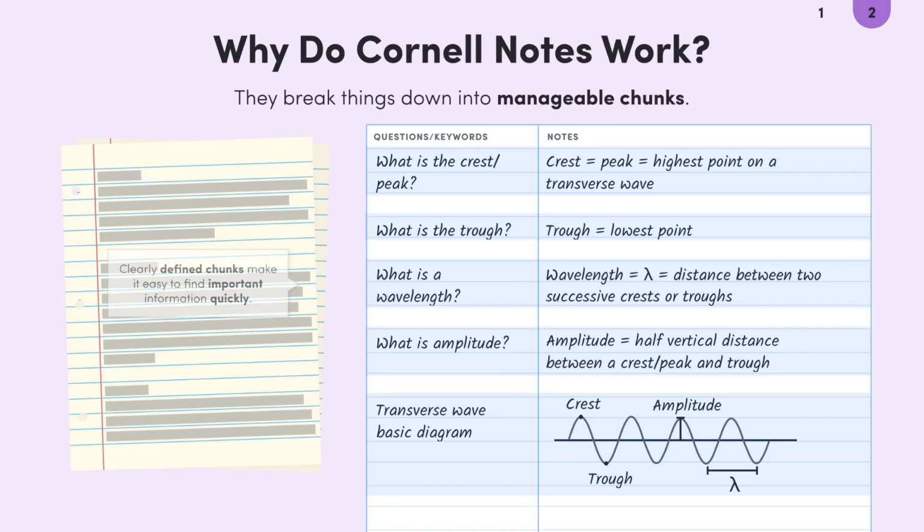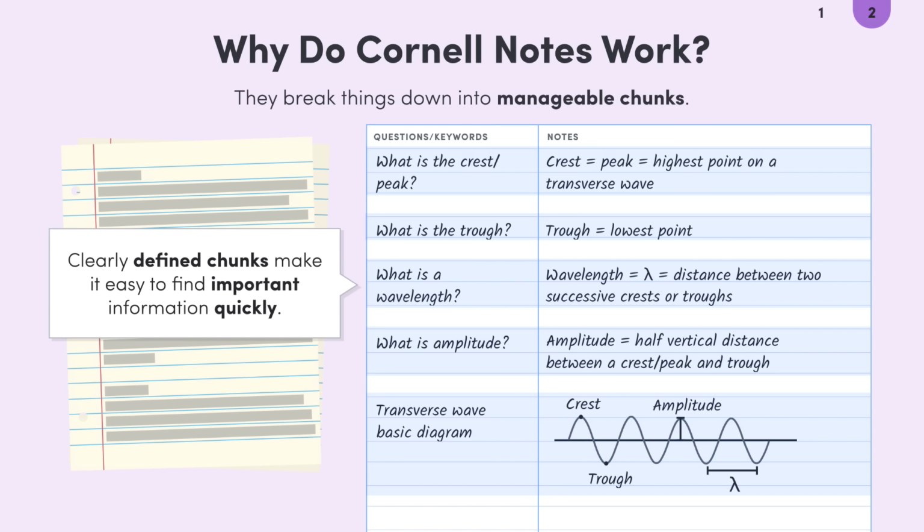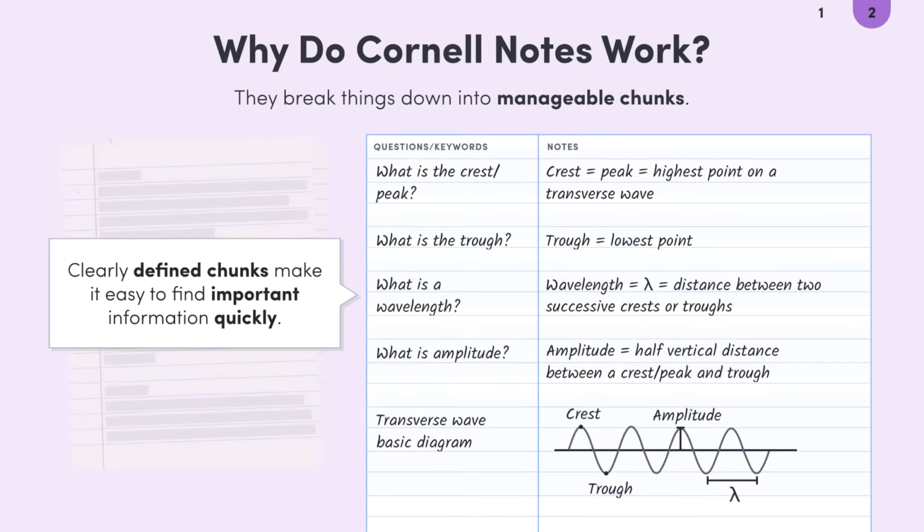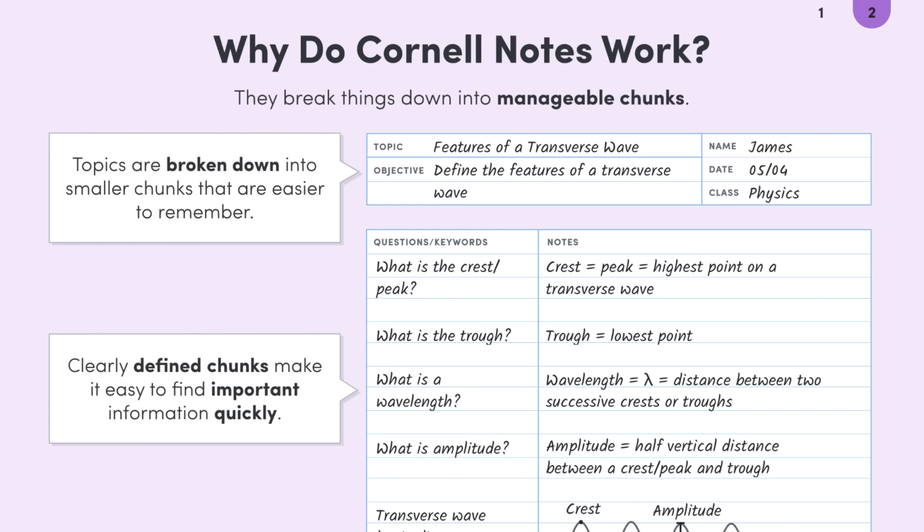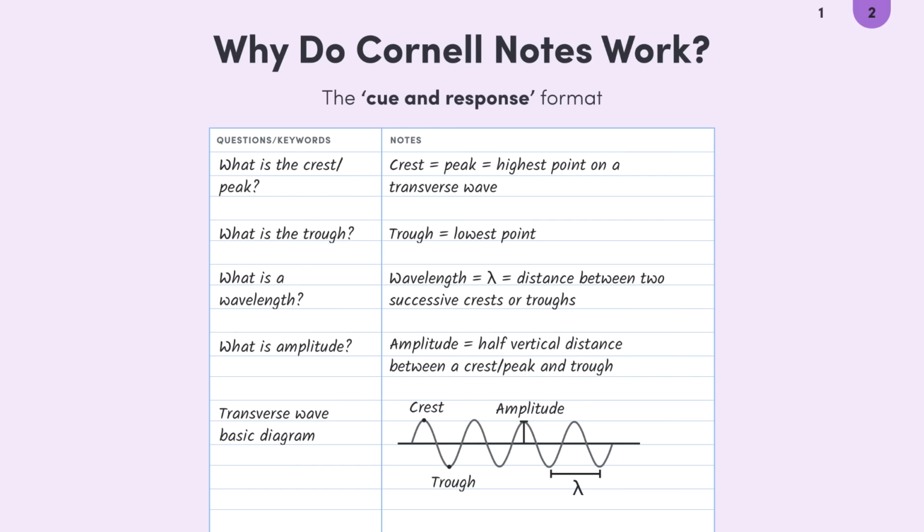This means that we can keep track of the important bits of information easily. It also forces us to think of a topic as a set of smaller chunks, which are way easier to remember than a beefy paragraph or lots of nested dot points. Another reason why Cornell Notes are great is that they force us to phrase material in a cue and response format. This is good for 3 main reasons.